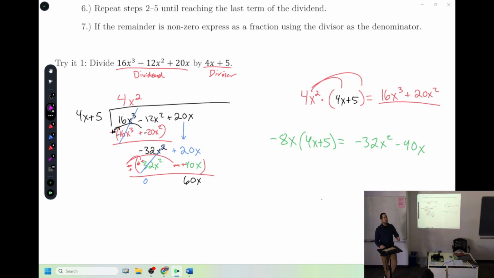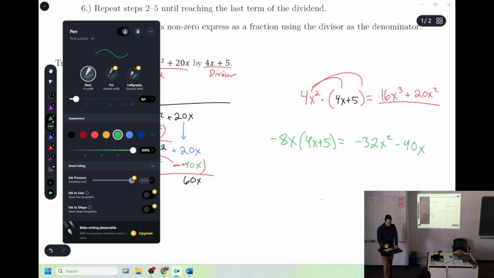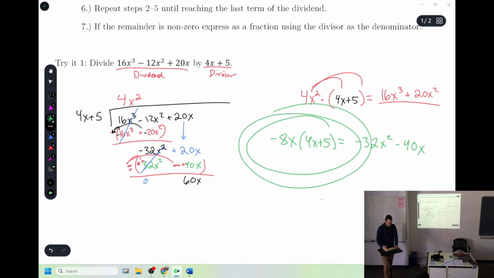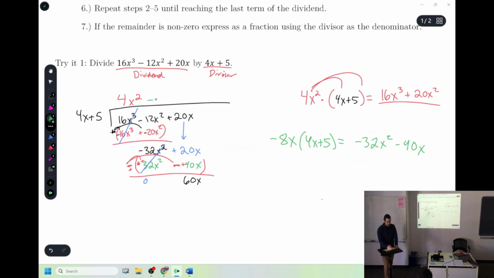So how can we get from 4x to 60x? Oh, wait, I've made a mistake. Yeah, the green one. And I just changed the color, which is even worse. This green one right here, right? I forgot to write negative 8x. Good catch. Thanks for stopping me before I went too far ahead.